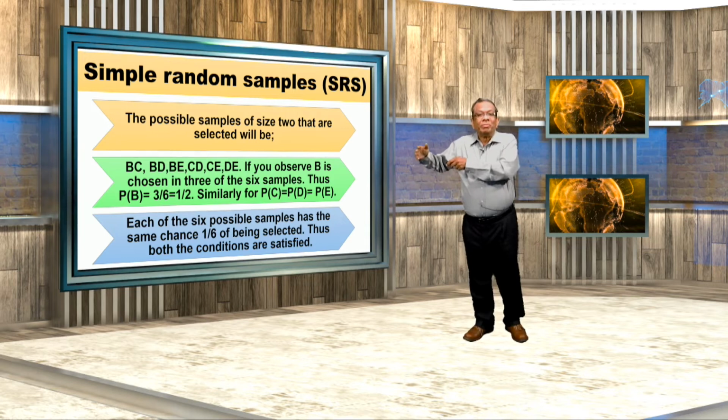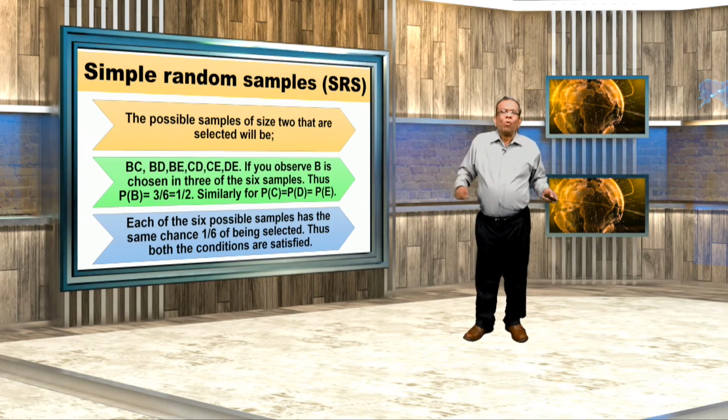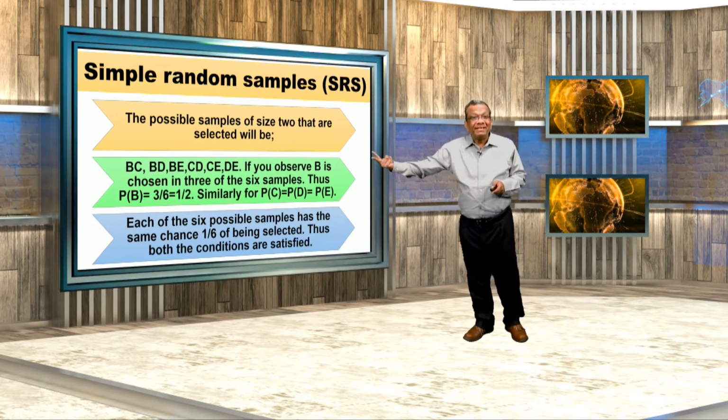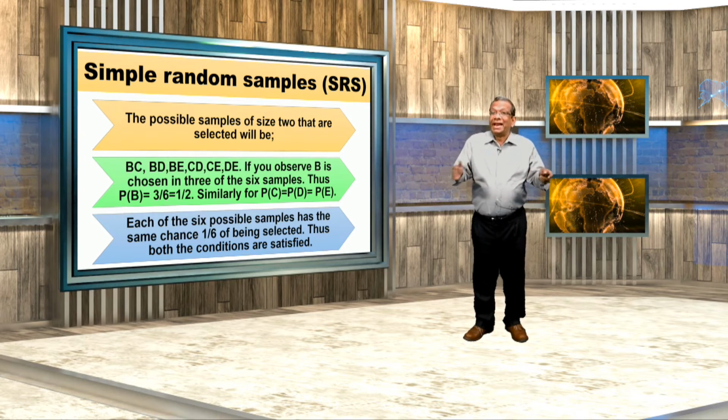Similarly, probability for C, D and E. Each of the 6 possible samples has the same chance of 1 by 6 of being selected. Thus, both the conditions are satisfied. Therefore, each element and each sample size should have the same chance of being selected.